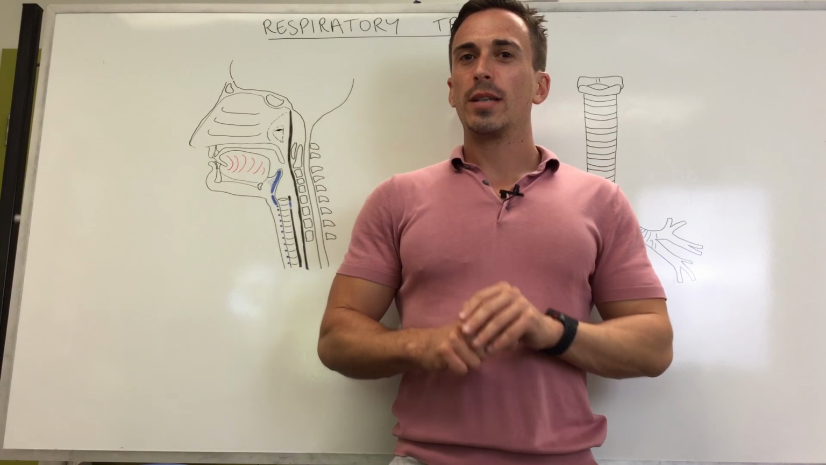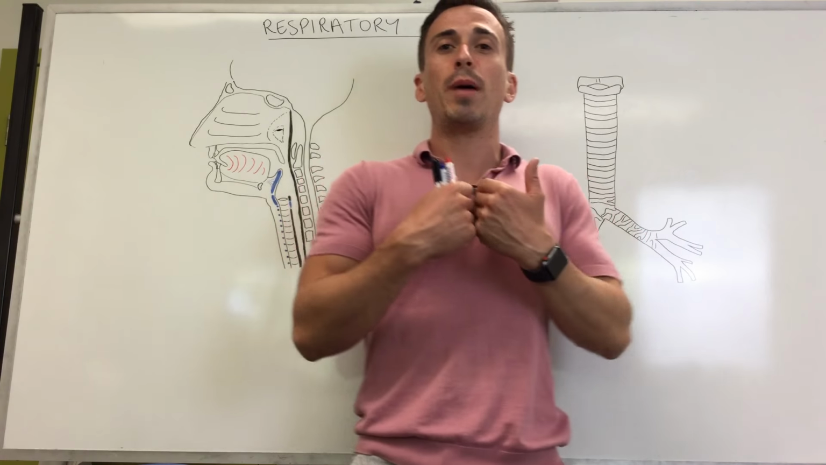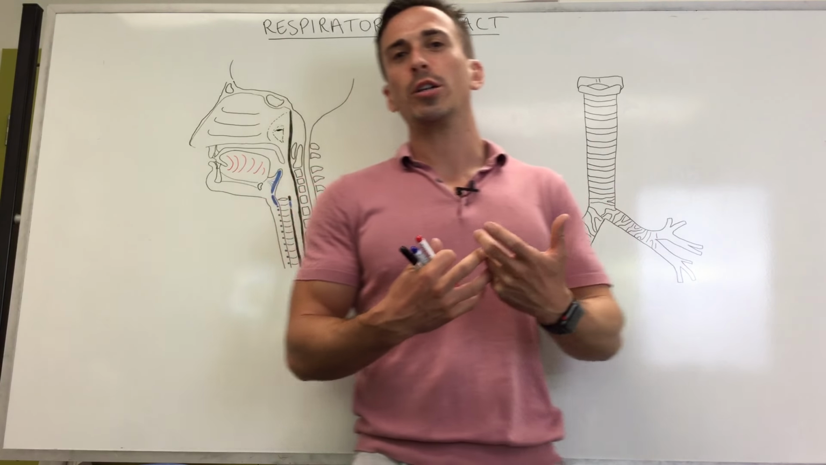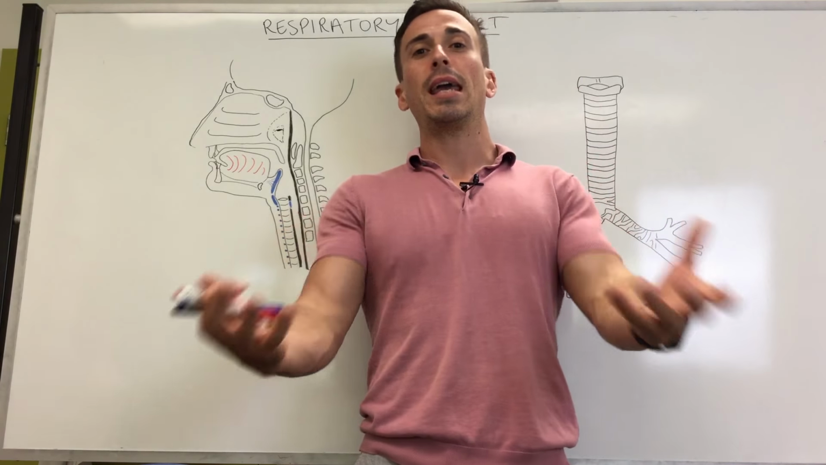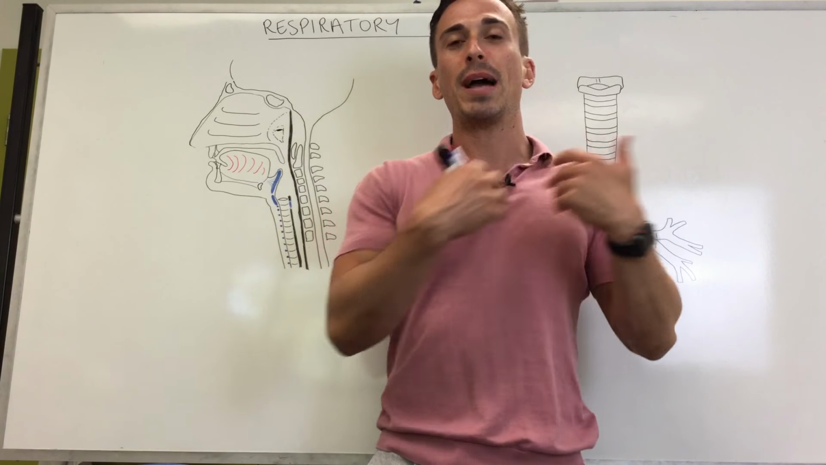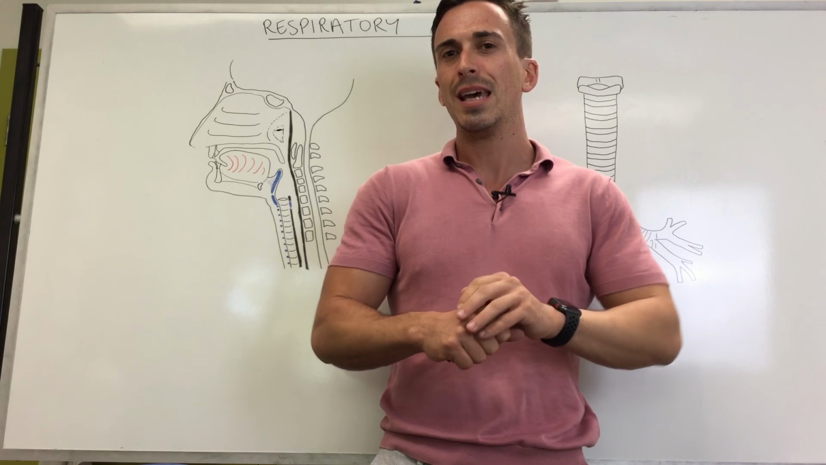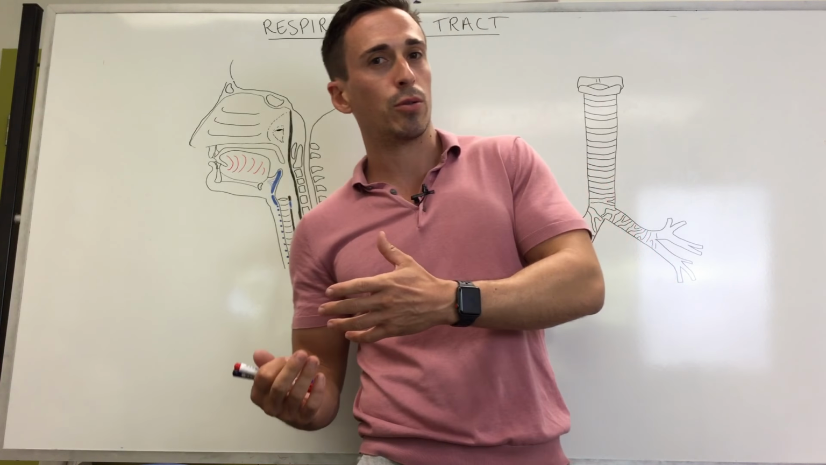In this video, we're going to take a quick look at the respiratory tract. Now, in previous videos, we've spoken about the mechanics of respiration, being how do we get that air into our lungs from outside the atmosphere, and how do we bring some of that air back out? And we spoke about some of the important muscles that are used in this process, inspiratory muscles and expiratory muscles.